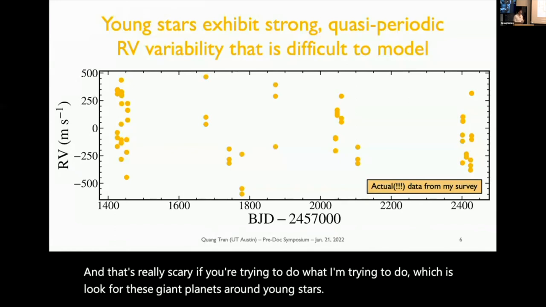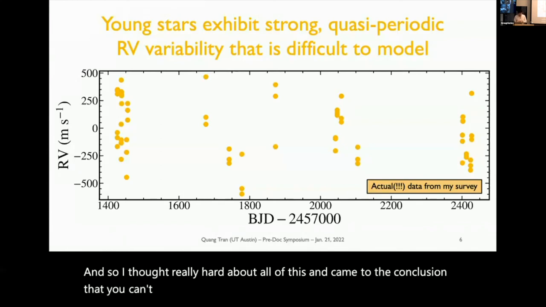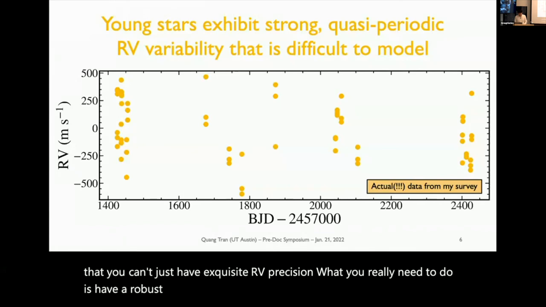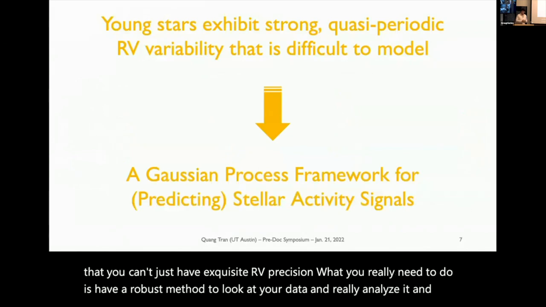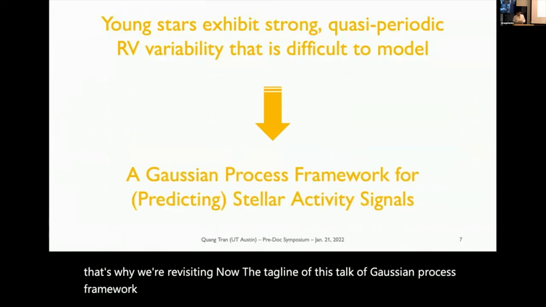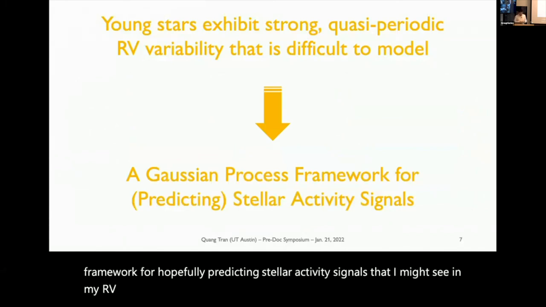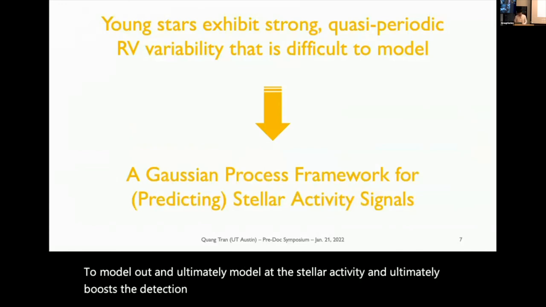And so I thought really hard about all of this and came to the conclusion that you can't just have exquisite RV precision. What you really need is a robust method to look at your data and really analyze it. That's why we're revisiting the tagline of this talk: a Gaussian process framework for hopefully predicting stellar activity signals that I might see in my RV data, and using this framework to model out the stellar activity and ultimately boost the detection significance of the planets in my data or in my survey.